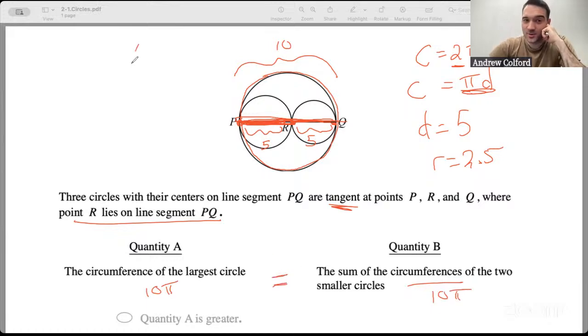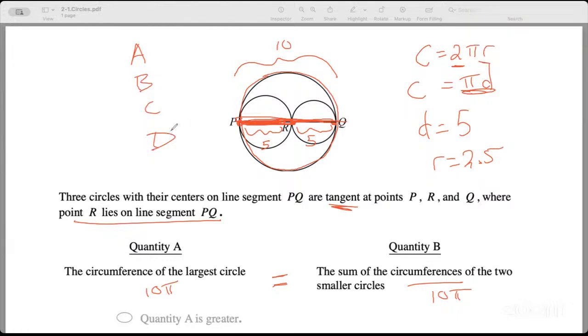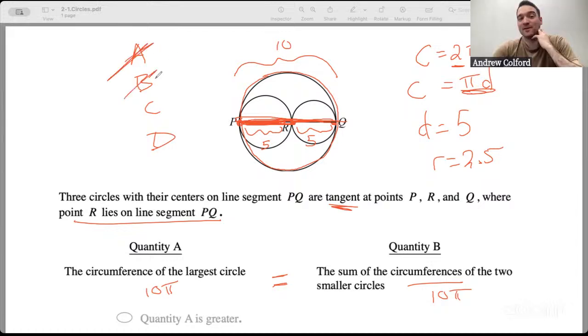Okay, I just found a case where they're equal. Which answer options can I now eliminate? A and B. A and B are gone, right? My goal now, as always, is to try to break the problem.